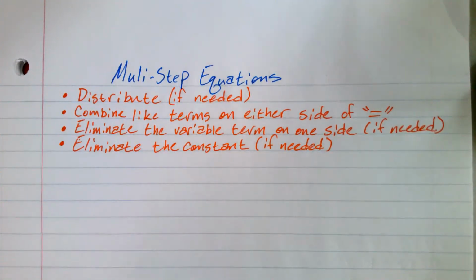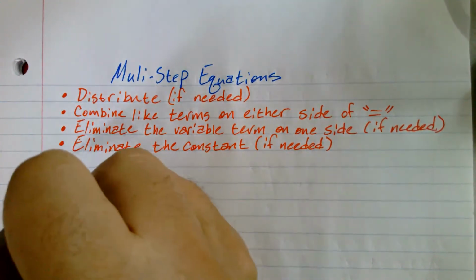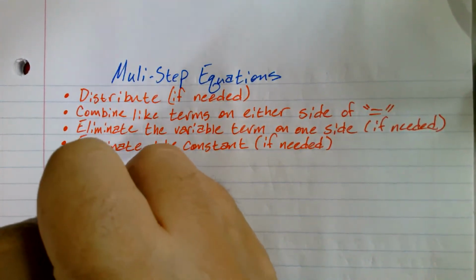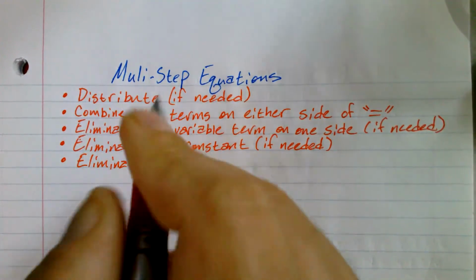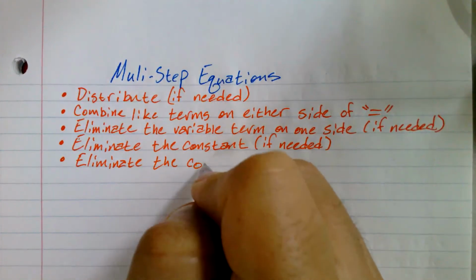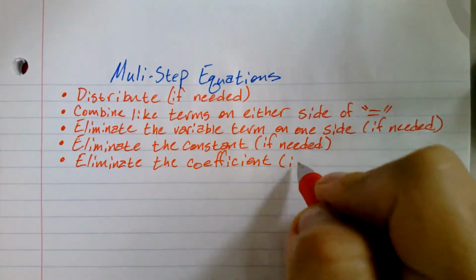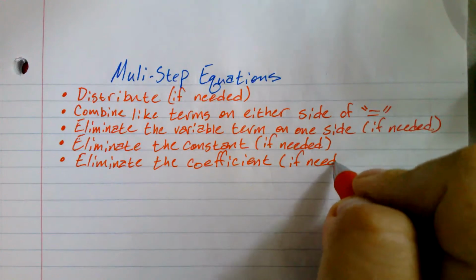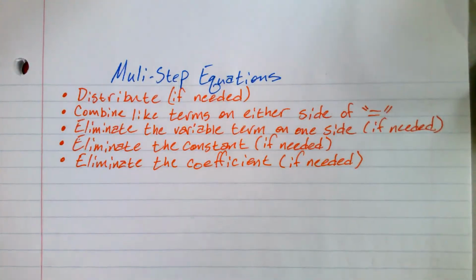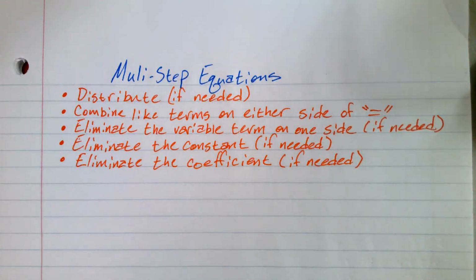And the last step, at this point, after you've done all these 4 steps, you should have one step where you have the coefficient and you would eliminate the coefficient. Again, if needed. Okay, so that's kind of our checklist. 5 things we got to make sure and do. And if we do them in the right order, specifically this order, we'll get the right answer. Okay, so this is what we're going to do to solve our equations. Any questions?